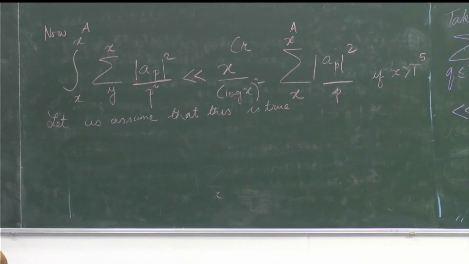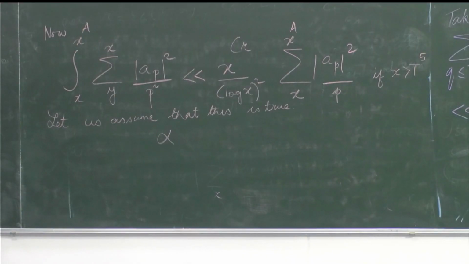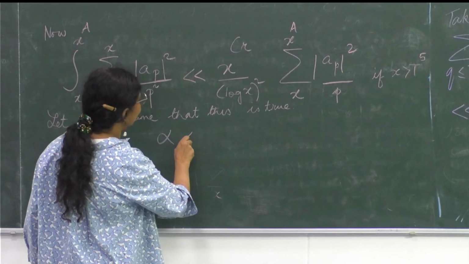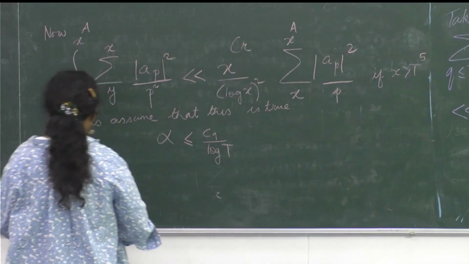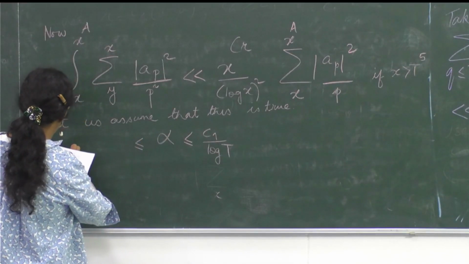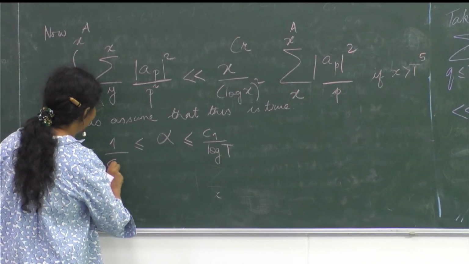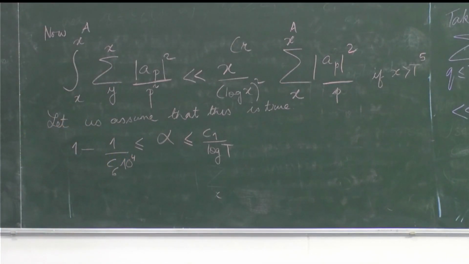So you remember where alpha was. Where was our alpha? Our alpha from the first theorem was less than or equal to C1 by log T. And now this is less than or equal to 1 minus 1 upon C6 10 to the power 4, for some effective constant C6.